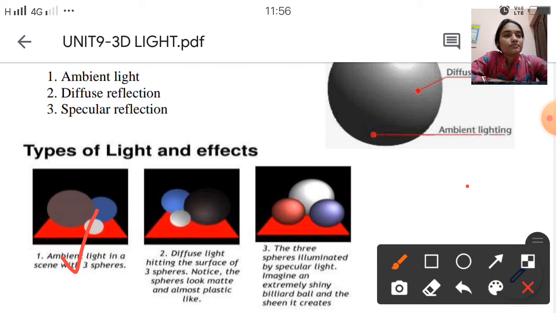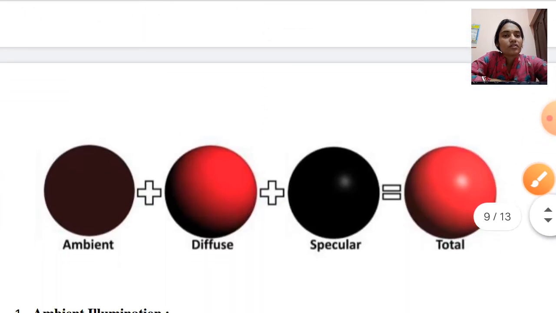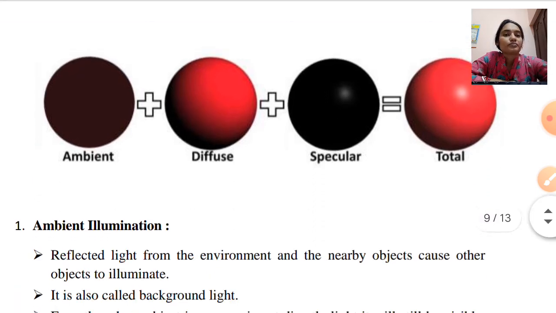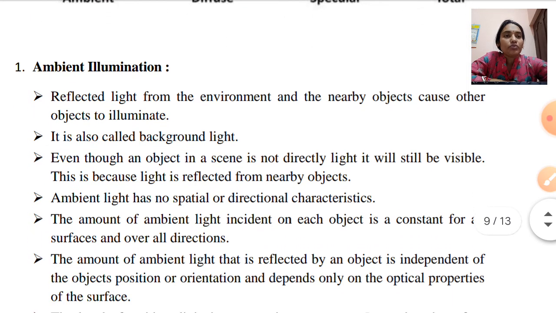Let us see. This one is your ambient light, this one is your diffuse reflection, and this one is your specular reflection. Here the light is focused on a particular point. When these three, ambient light, diffuse reflection and specular reflection, are combined, the object looks like this. So first we discuss the ambient illumination.